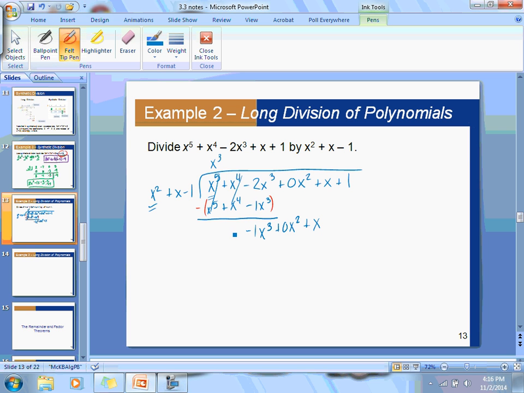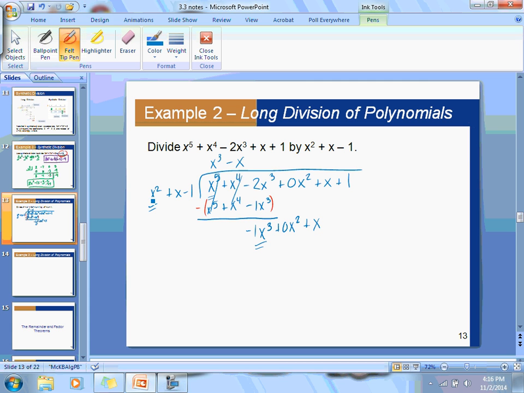Now, if the x to the fourths hadn't canceled, then I'd have an x to the fourth and an x to the third, and I would just bring down the 1x squared, or the 0x squared. Okay, but you have to have 3 terms there. And then you start the process over again. What do I have to multiply x squared by to get a negative x to the third? That's going to be negative x.